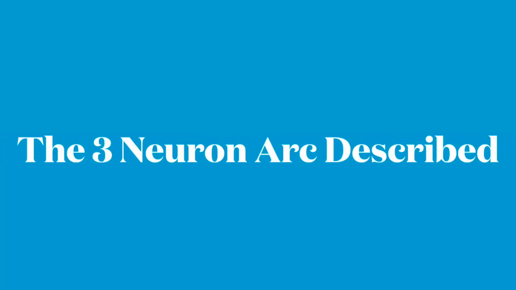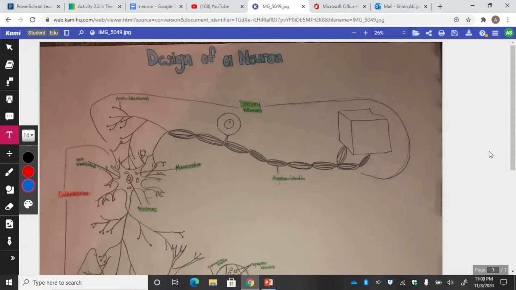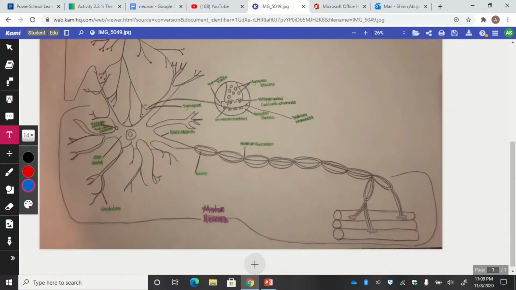Now that is an example of something that activates your 3-neuron arc. Now let's go into more depth on how it works. So this is the design of a neuron, and we're going to start with the axon.